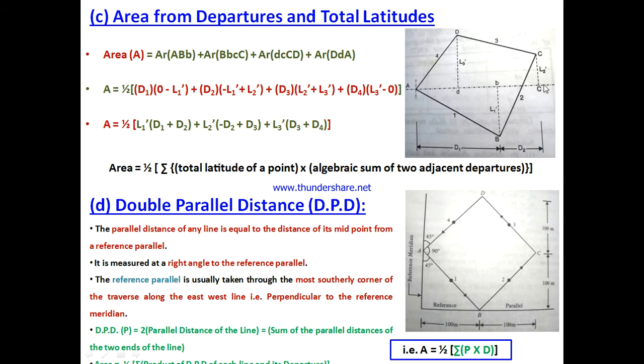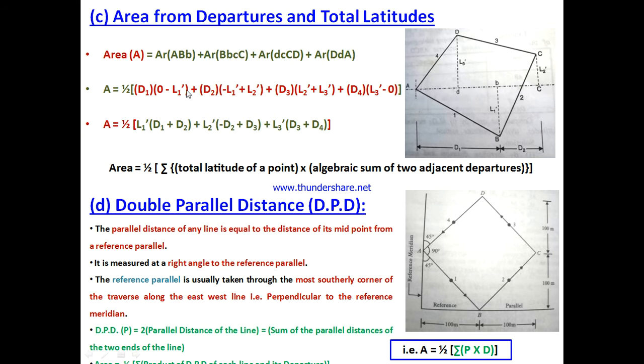In this particular case, you can see L2 dash and L3 dash are both in the northern direction, so both are taken as positive. So (L2 dash plus L3 dash) into this particular value will be equal to D3, okay, the DC value will be equal to departure 3, D3 of this line. Now for the fourth figure, since it is positive and the latitude at point A is 0, it will be L3 dash minus 0 into D4. This is the departure value for this line.